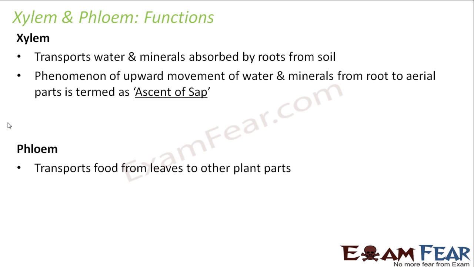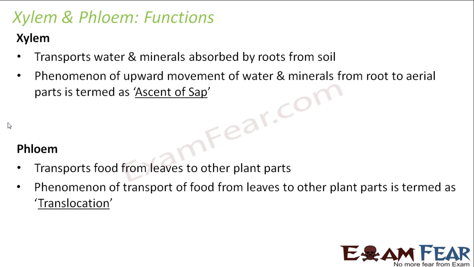It transports the food from leaves to other parts of the plant, because the food is prepared in the leaves by photosynthesis. So from leaves it has to be transported to all other parts. So what is this process called? The phenomenon of transport of food from leaves to other plant parts is known as translocation.